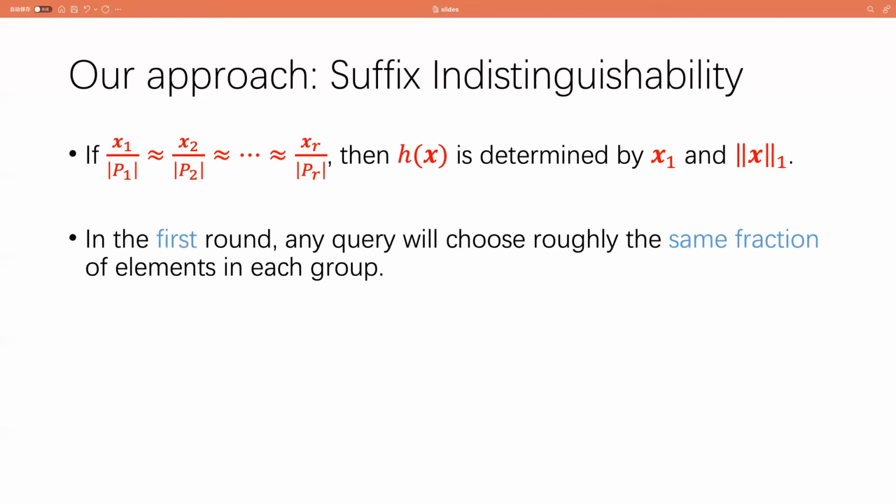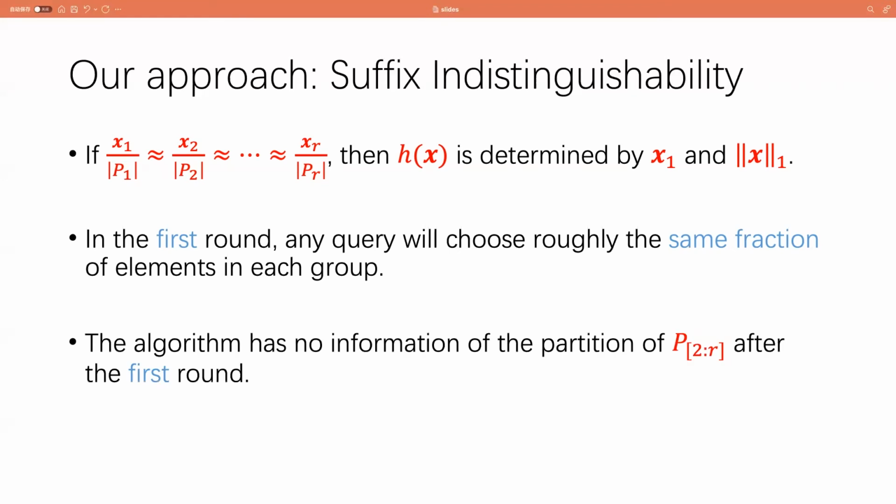So why does this condition help us? Think about the queries the algorithm makes in the first round. Since the algorithm doesn't have any information about the partition at that time, and since the partitions are chosen randomly, the queries will select a similar ratio of the elements in each group. And thus, for all these queries, because h satisfies this condition, the answer only depends on how many elements in P1 are chosen. In other words, the algorithm will have no information about the partition of P2 to PR after the first round.